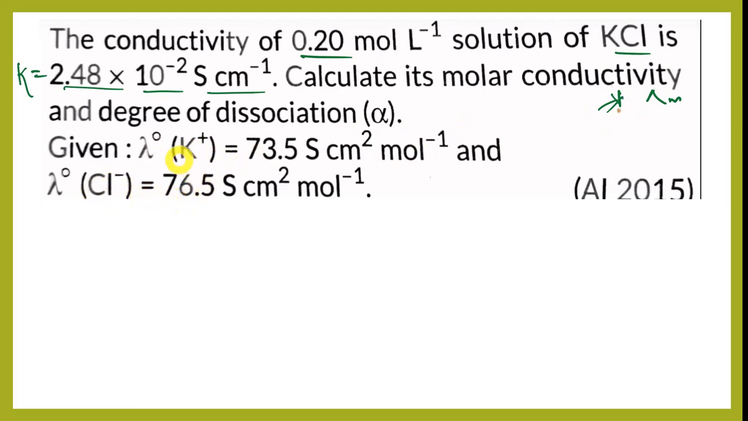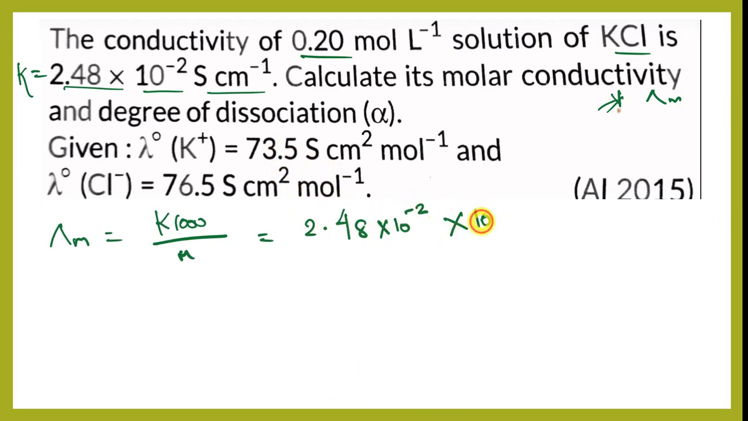They have given the concentration, the molarity. So we can use the formula for molar conductivity, that is molar conductivity is equal to kappa into 1000 by concentration C or M. So what is the value of kappa here? 2.48 into 10 to the power of minus 2 into 1000 divided by the concentration given to us, 0.20 mole per liter, right?